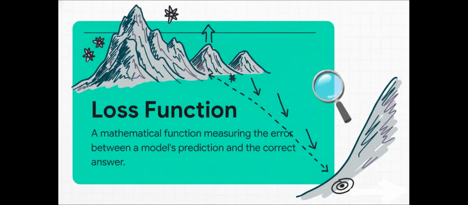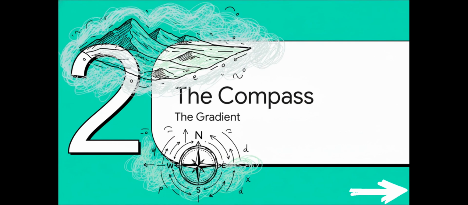Now, the terrain itself, this whole landscape of error we're talking about, is defined by something called a loss function. You can think of it as a mathematical scorekeeper. It takes what the model guessed, compares it to the actual right answer, and then spits out a single number that says just how wrong the model was. A high number means a huge error, you're way up on a mountain peak. A low number means a tiny error, you're getting close to that valley floor. The entire goal of training is just to tweak the model settings to make that loss number as close to zero as humanly possible.